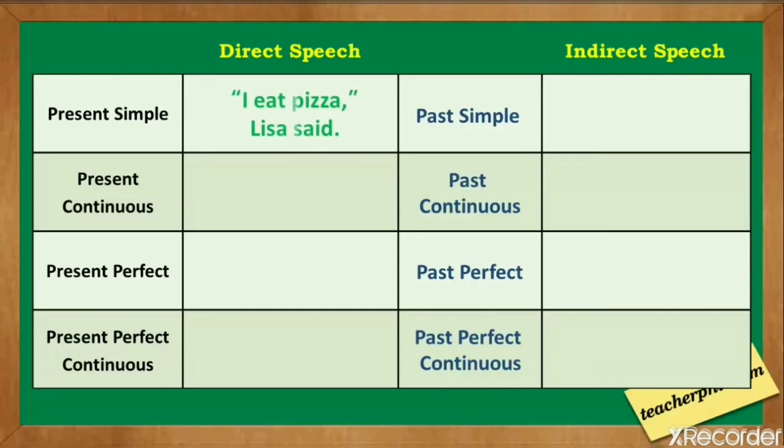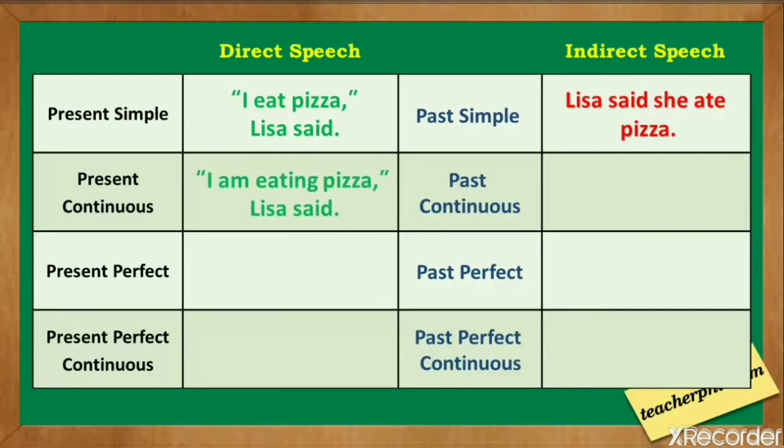Examples: I eat pizza, Lisa said. I eat pizza is present simple, but with indirect speech it becomes Lisa said she ate pizza, a past simple. For present continuous, we have I am eating pizza, Lisa said. The indirect speech is Lisa said she was eating pizza, a past continuous.